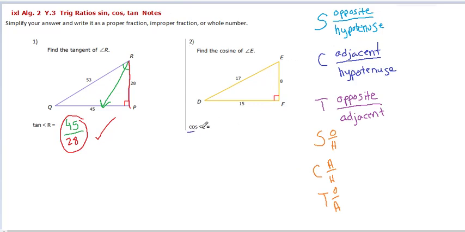We want the cosine of angle E. So this is the angle we're talking about. Cosine is the adjacent, so this leg is adjacent or adjoining, so it's going to be 8 over the hypotenuse, and the hypotenuse is 17. And that one cannot be reduced either, and there you go.